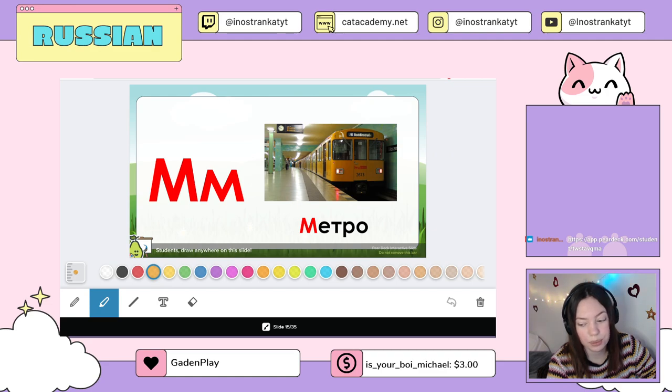Next bukva is bukva M, m, m, m. We pronounce it as m, but we call this bukva M. One of the pretty much international words is метро. We stress the second syllable, метро. As I remember, in France it's called метро. Of course you know it could be underground or subway in other countries, but we still have метро.